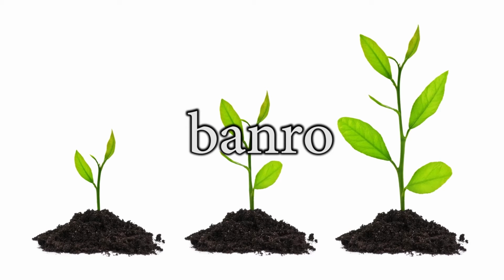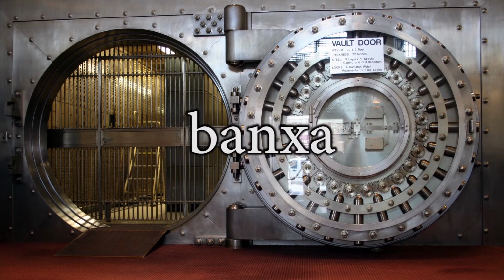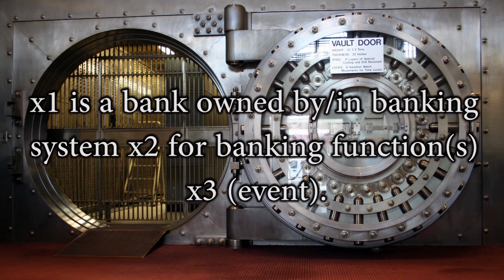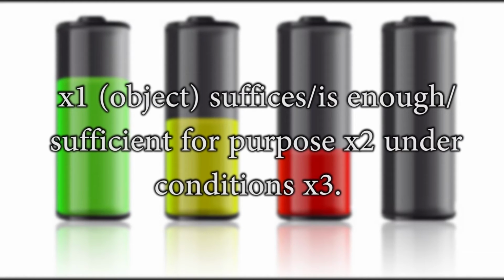Banro. X1 grows or expands in increasing development to size or into form X2 from X3. Bancha. X1 is a bank owned by or in banking system X2 for banking functions X3 event. Banzu. X1 object suffices or is enough or sufficient for purpose X2 under conditions X3.